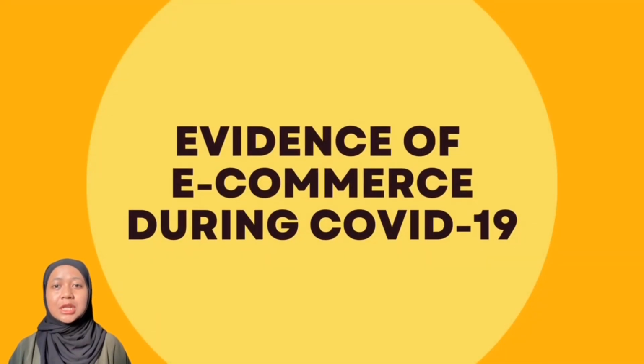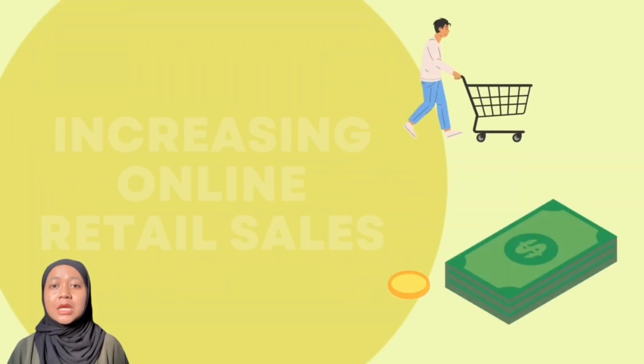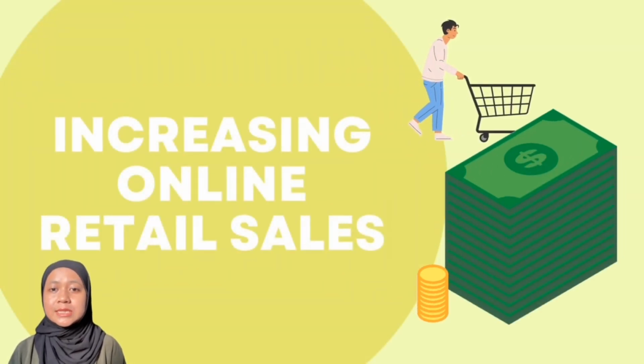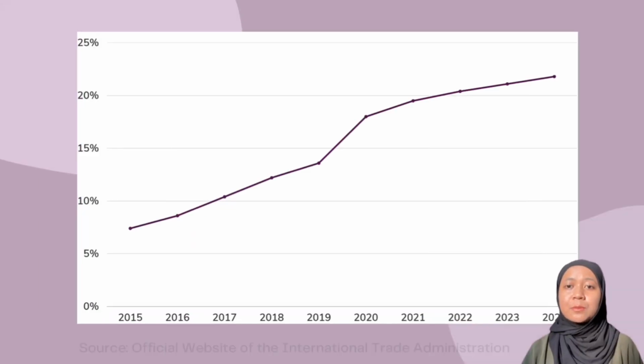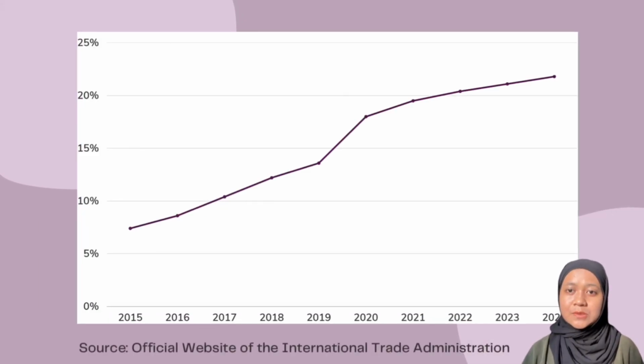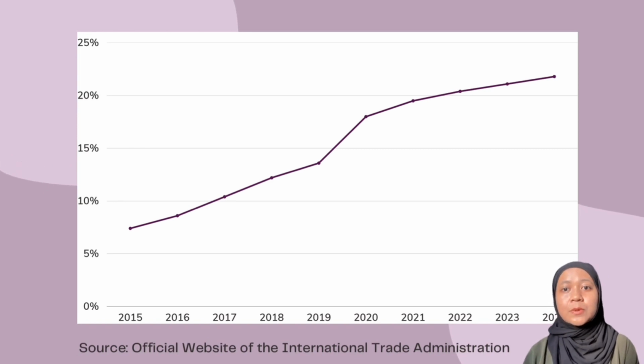Thank you, Farisha. Now I'm going to tell you the evidence of e-commerce occurrence during the COVID-19 pandemic. The first one is increasing online retail sales. According to the data we obtained from the International Trade Administration website, we can clearly see a rise in total global retail sales from 2019 to 2020, which gives a significant boost to the projected 8% growth in retail e-commerce sales globally through 2024.